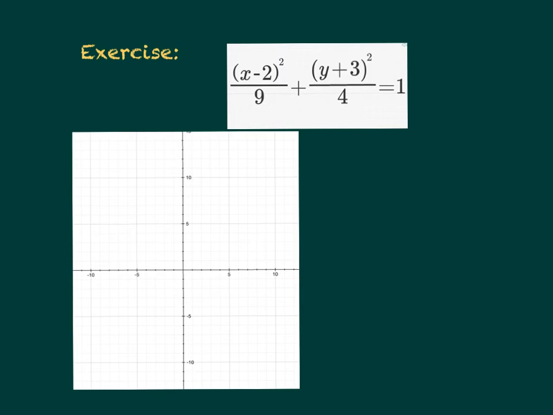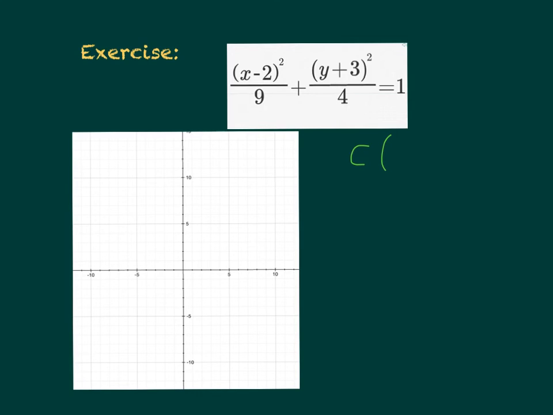Okay, I know that at this moment this could be a little bit overwhelming, but don't worry about it, because this is the first time that you are sketching an ellipse. So don't worry, we're going to work on a lot of exercises of an ellipse, but let's do our first exercise. So first thing you have to do is obtain the center of the ellipse.